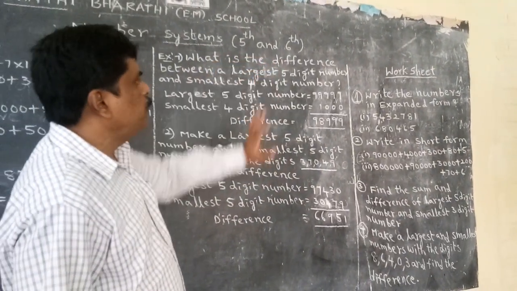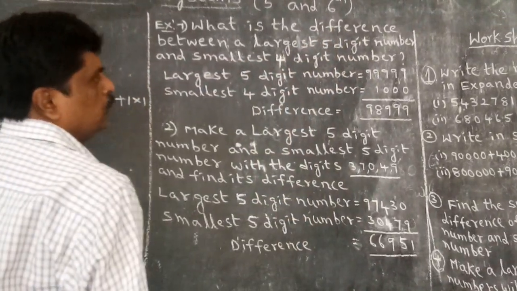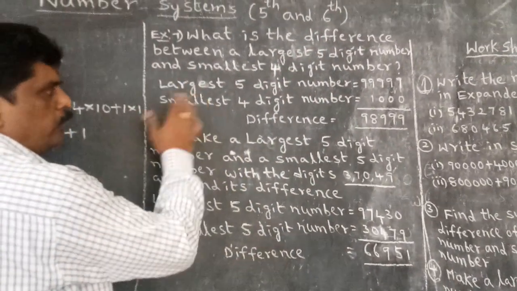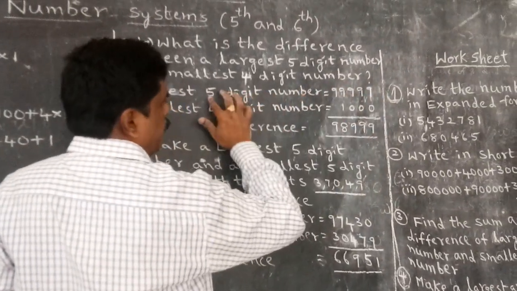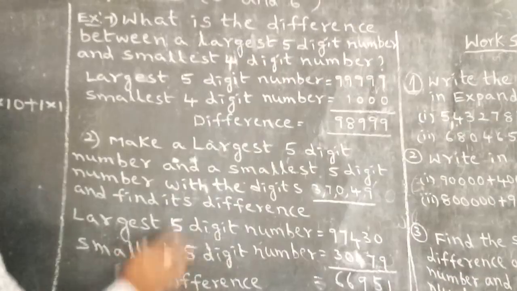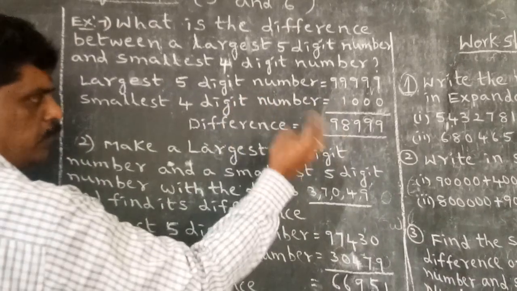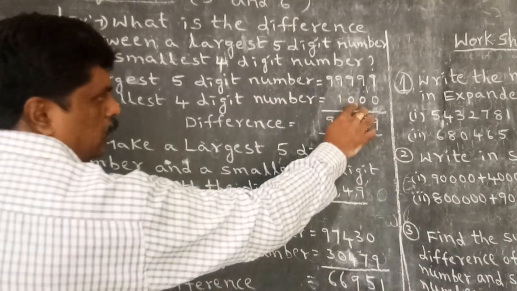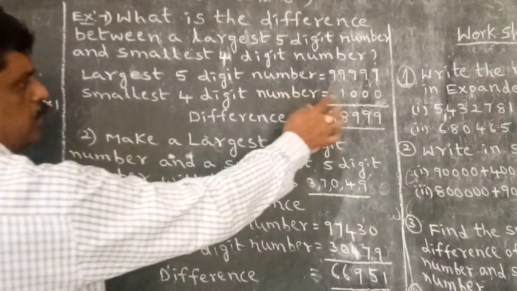Next, here is an example for you. What is the difference between the largest 5-digit number and the smallest 4-digit number? Already you have to know the largest 5-digit number is 99,999. That is 5 digits, the largest 5-digit number, so I have to write 5 nines here. What is the smallest 4-digit number? I have to write 1, and after that the last 3 digits are zeros. So the smallest 4-digit number is 1000.